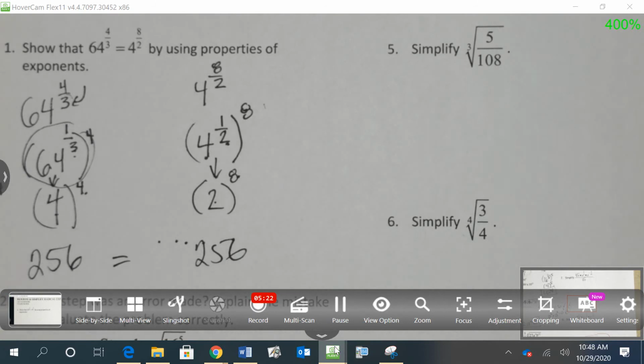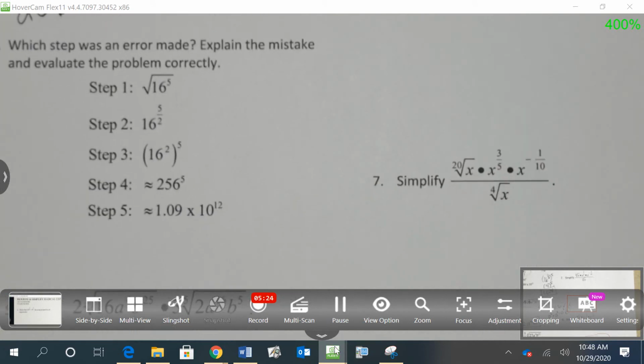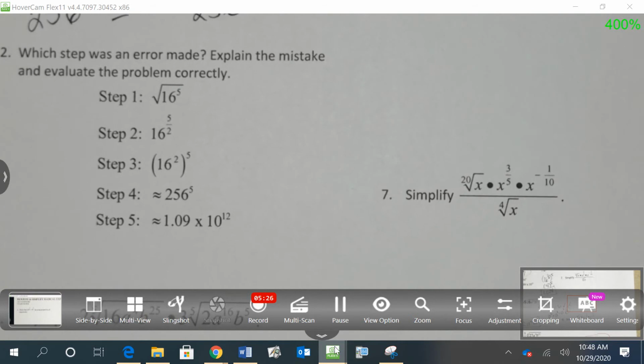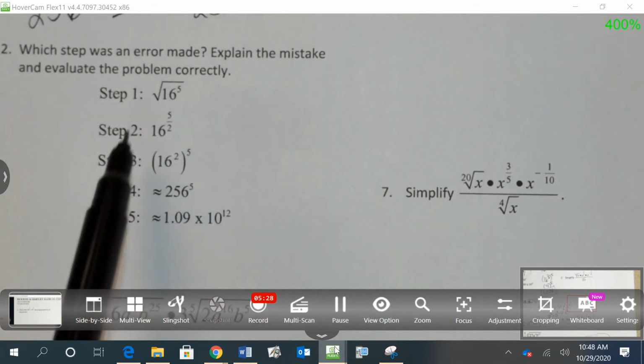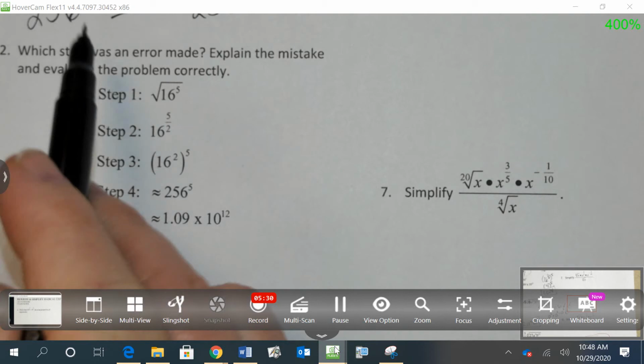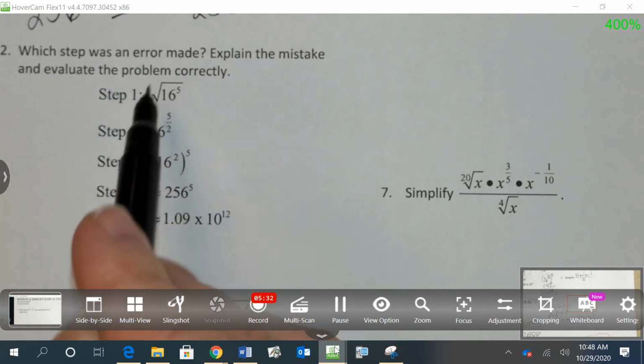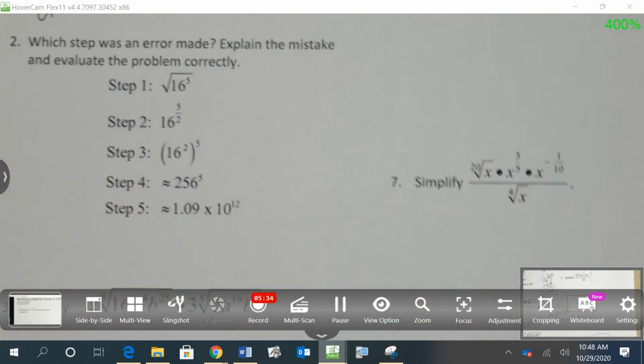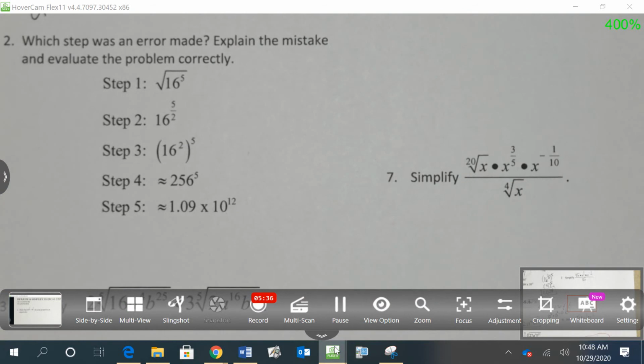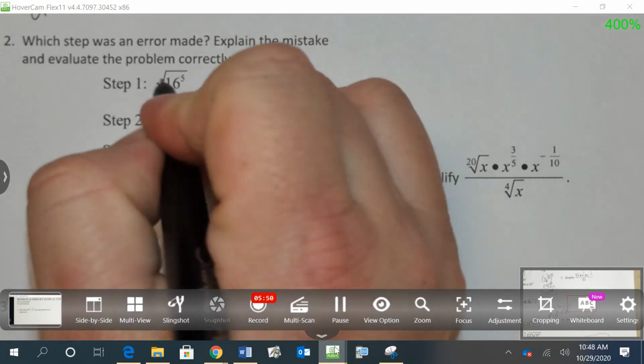Number 2 is very similar. We're going to use properties of exponents. The question is which step was an error created, and then how would you correctly evaluate this expression? I find that even though this doesn't seem very complicated, when I've quizzed students on this type of problem, and you do have problems like this on your unit exams, it's really common that mistakes are made. So here's how I think you can bypass making those mistakes.